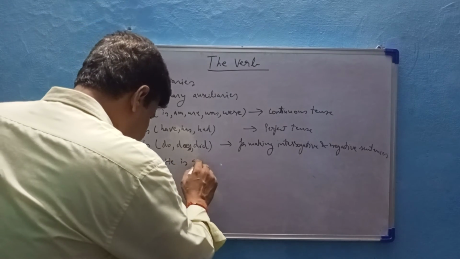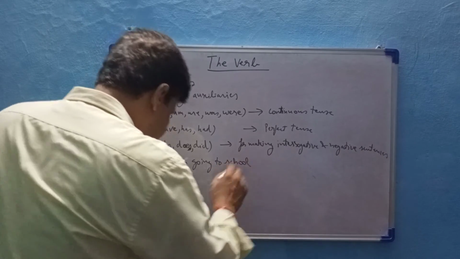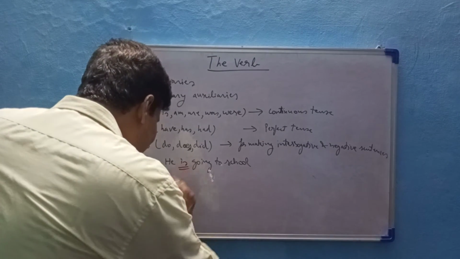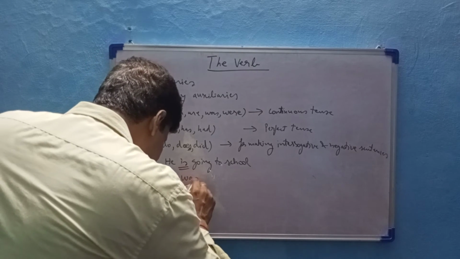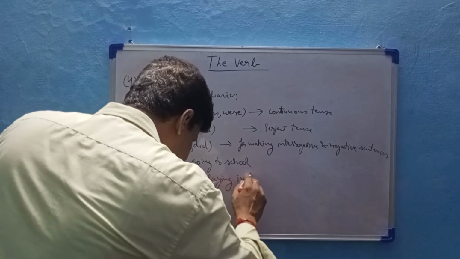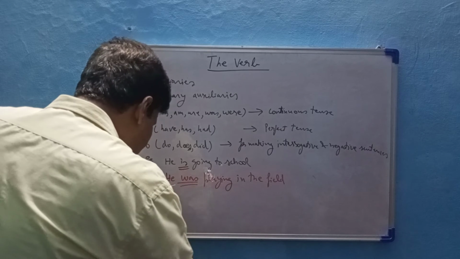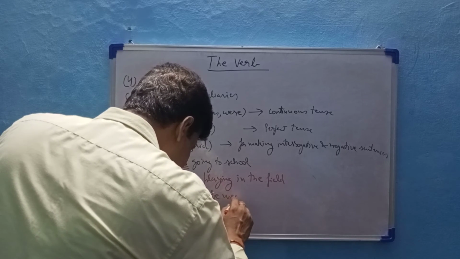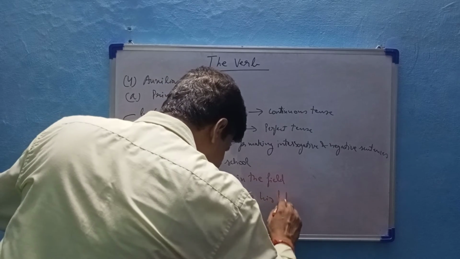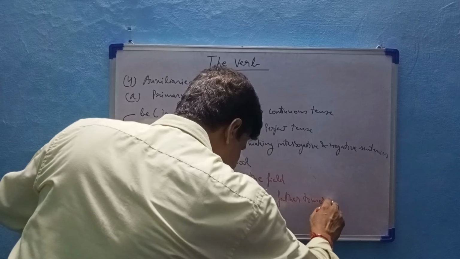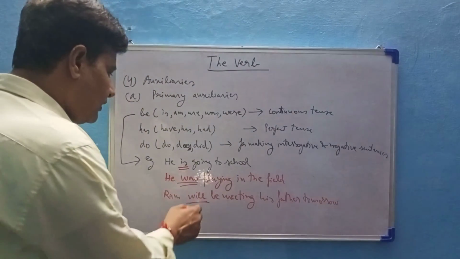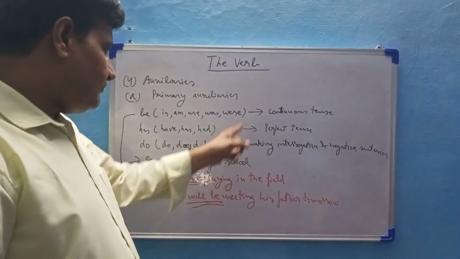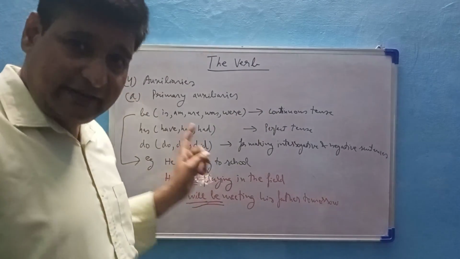He is going to school. So you can see is. He was playing in the field. So here you can see was. Ram will be meeting his father tomorrow. So you can see how be is used. The form of be is used for making the continuous tense.